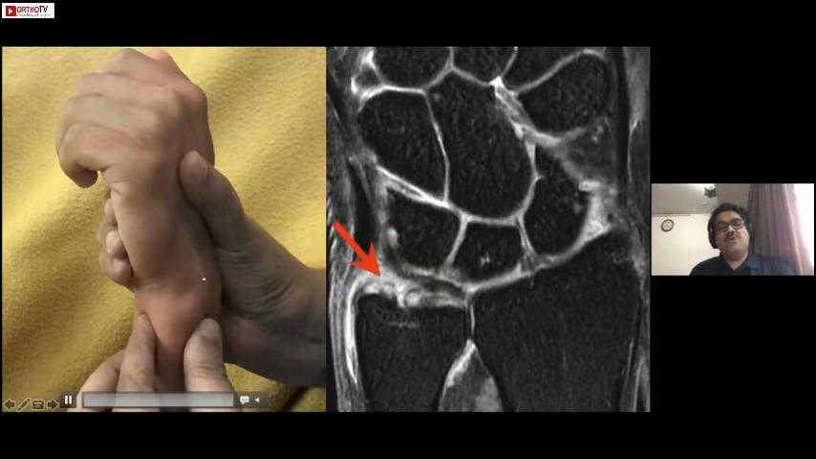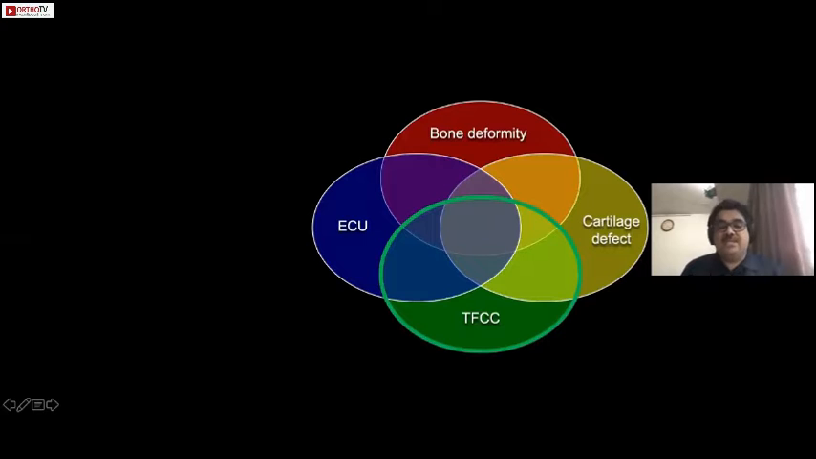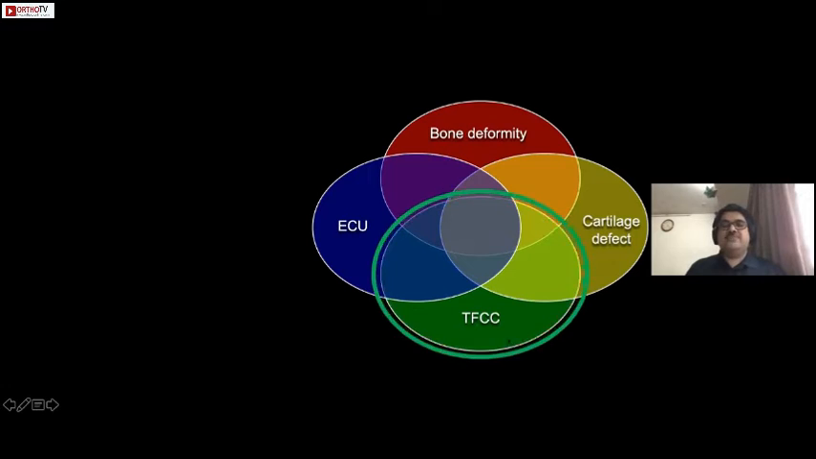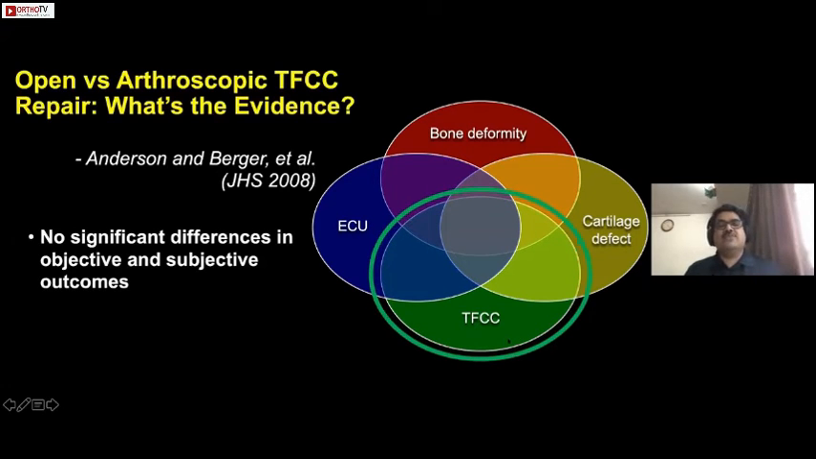So when you have an unstable DRUJ because of the TFCC, it makes sense that we repair the TFCC and get the problem under control. So just to get this algorithm started, you take this algorithm, and we know that it's the TFCC which is the problem. So the TFCC undergoes either an open or an arthroscopic TFCC repair, and the literature says there is no significant difference, though Dr. Vikas Gupta made a very significant point about early return to rehabilitation.